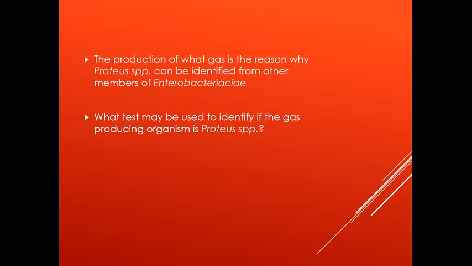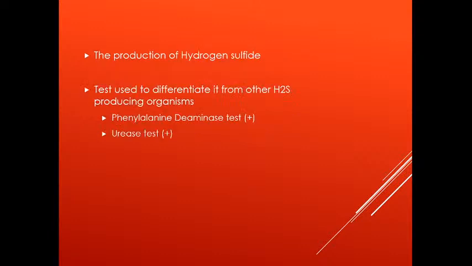What tests may be used to identify the gas-producing organisms of Proteus species? Well, it's either the urease test or the phenylalanine deaminase test, or PDA. These tests are used to differentiate it from other H2S-producing organisms. Which other H2S-producing microorganism am I talking about? It's actually Salmonella, okay? On bismuth sulfite agar. It will test positive for both phenylalanine deaminase and urease most of the time.